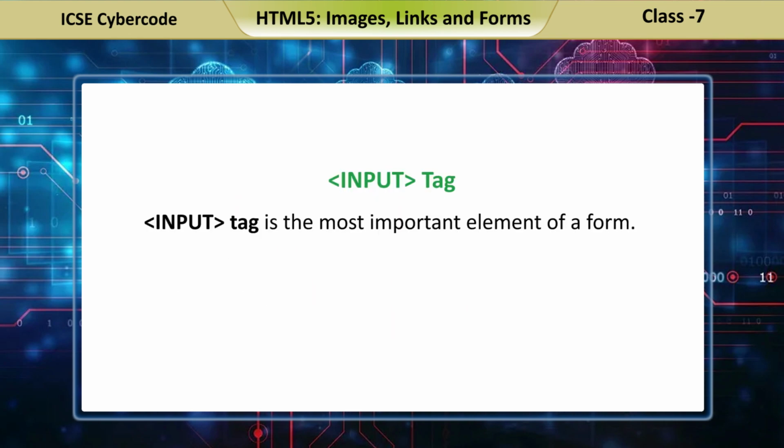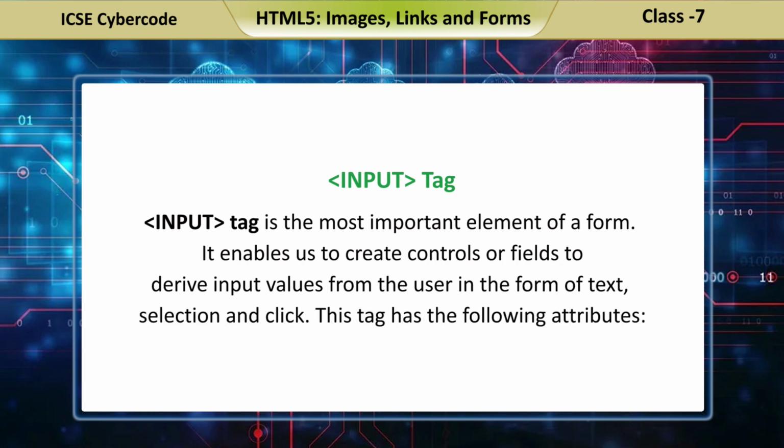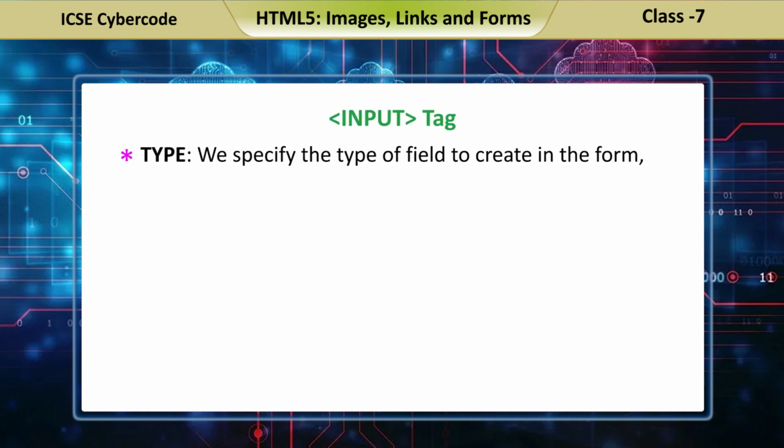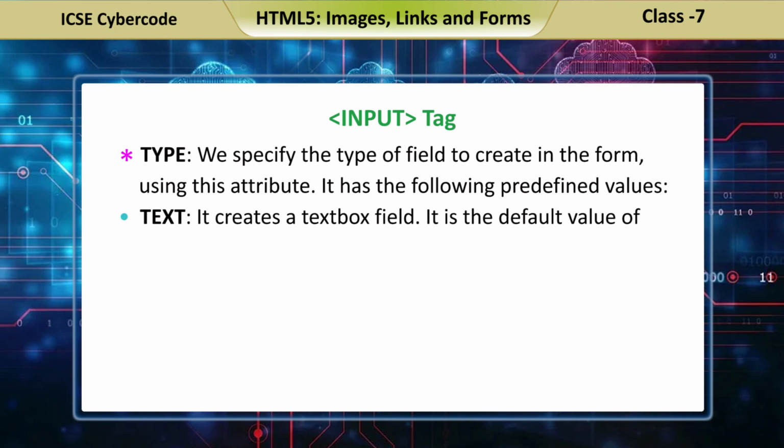Input tag. Input tag is the most important element of a form. It enables us to create controls or fields to derive input values from the user in the form of text, selection, and click. This tag has the following attributes. Type. We specify the type of field to create in the form using this attribute. It has the following predefined values. Text. It creates a text box field. It is the default value of this attribute.